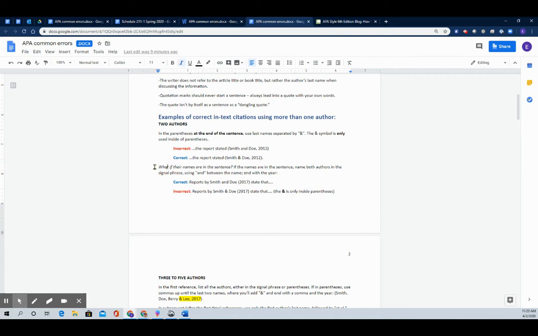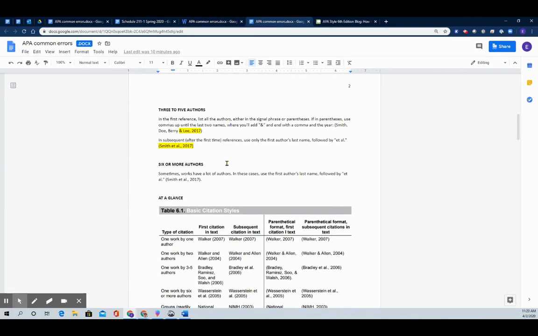But what if their names are in the sentence? If their names are in the sentence, you're going to have your signal phrase. Your signal phrase is what prevents that dangling quote. And it would work like this. Here's a correct example. Reports by Smith and Doe state that, and then you've got the year there. Incorrect would be to put your ampersand inside your sentence. The ampersand is only going to be in parentheses.